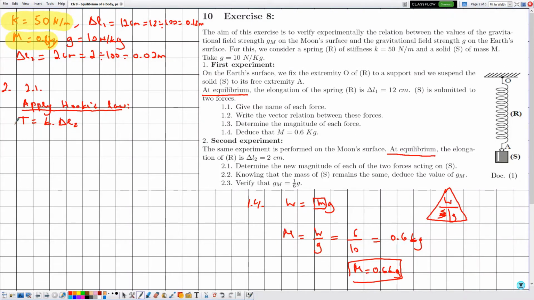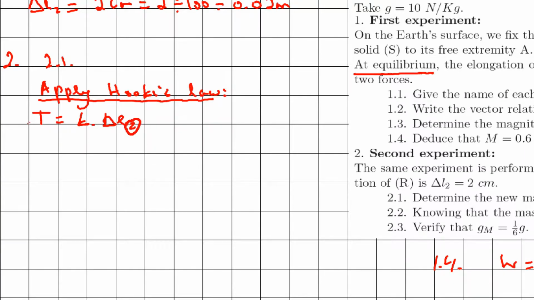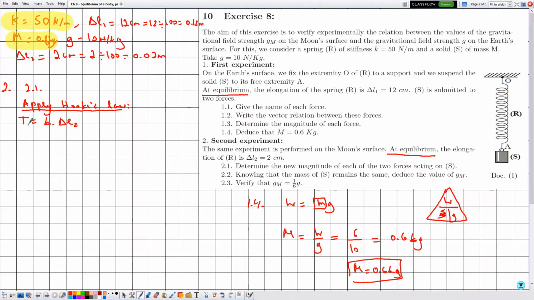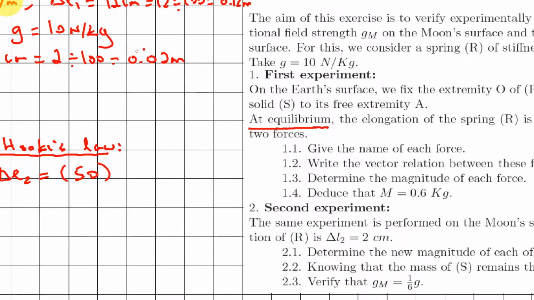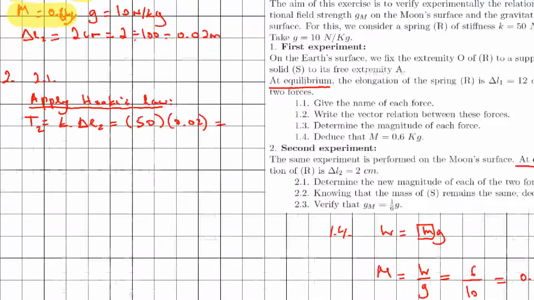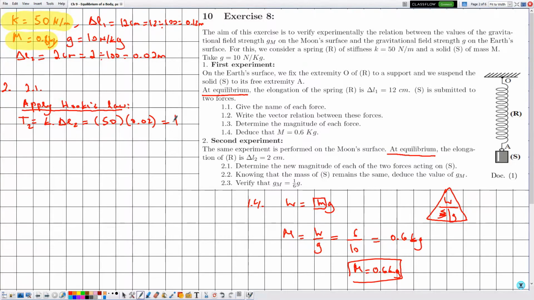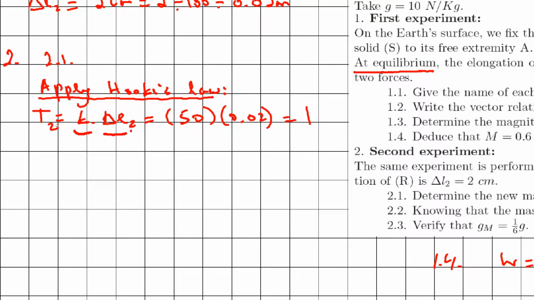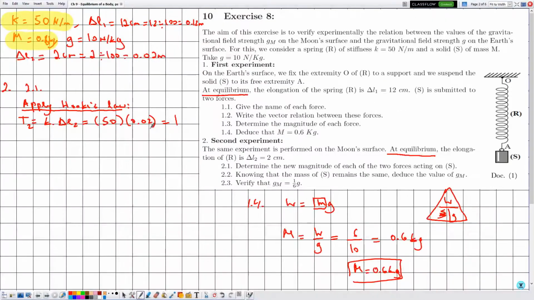And because this is labeled by the index 2, so this will carry the label 2. Now the stiffness K is given by 50, whereas delta L2 is given by 0.02. Plugging this on the calculator, then the value of T2 is given by 1. Since both K and delta L2 are expressed in the SI, so the value of T2 will be in the SI, which is in newtons. Then T2 is equal to 1 in newtons.